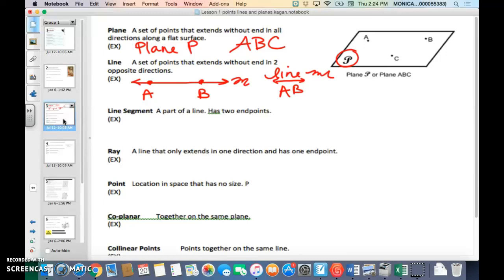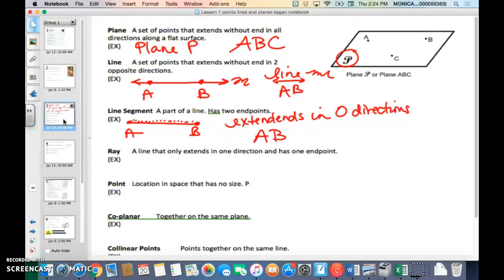Now, if we just took this part of the line out and called it AB, we'd have something called a line segment. A line segment extends in neither direction, so it extends in 0 directions. And it's basically all the points that are contained within these 2 endpoints. So it has 2 endpoints, and it extends in 0 directions. And then you'll notice that we label it by putting the 2 letters with a line above it.